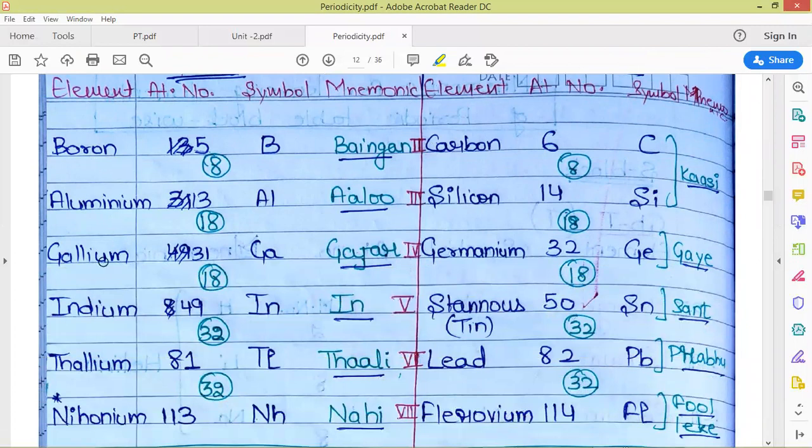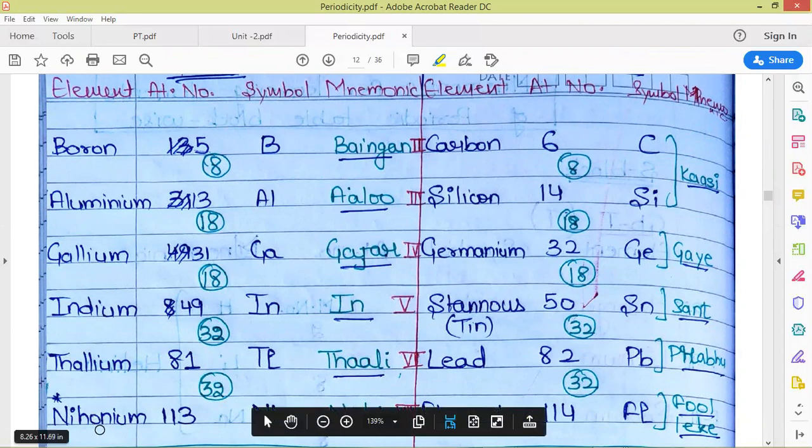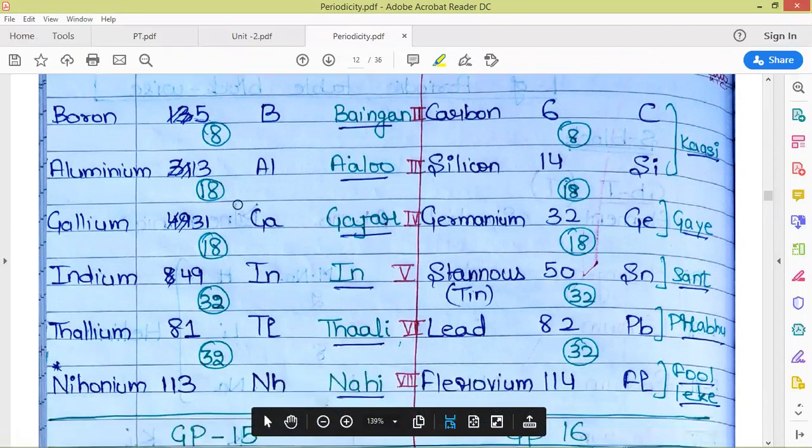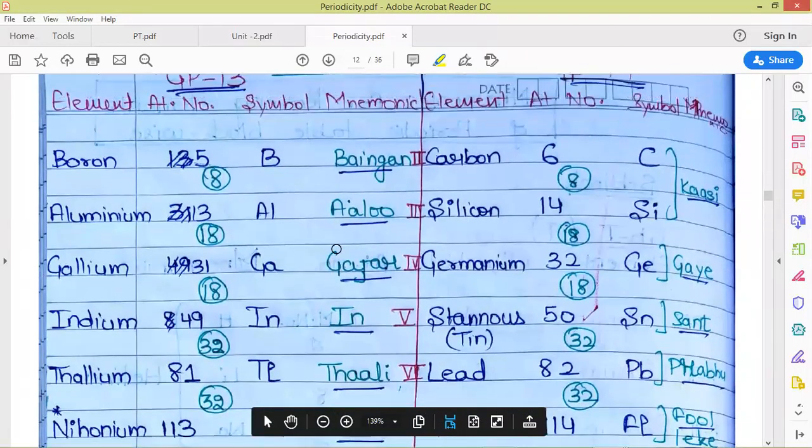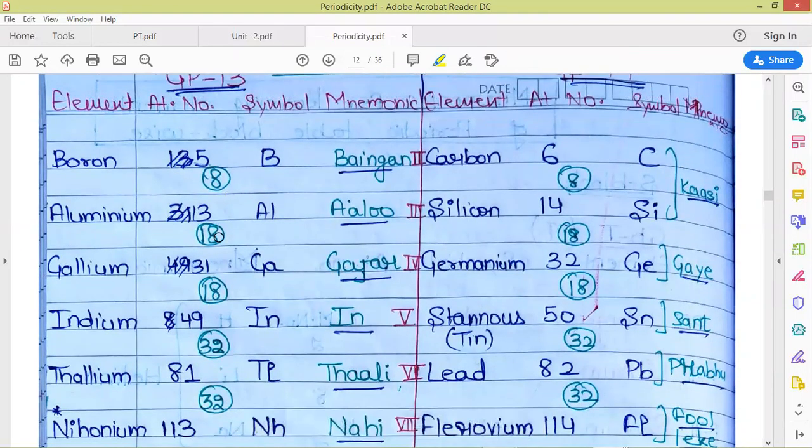The elements are boron, aluminium, gallium, indium, thallium and nihonium. This is the recently discovered element, nihonium. These are the magic numbers corresponding to P block. These are valid for all of P block.